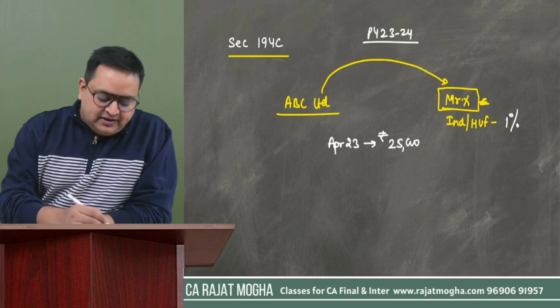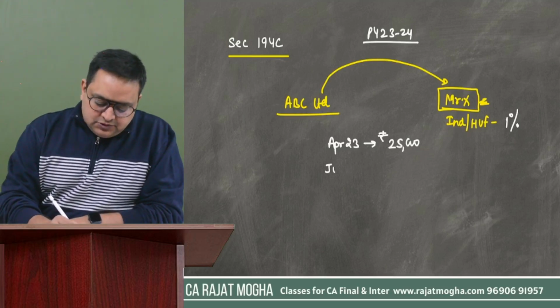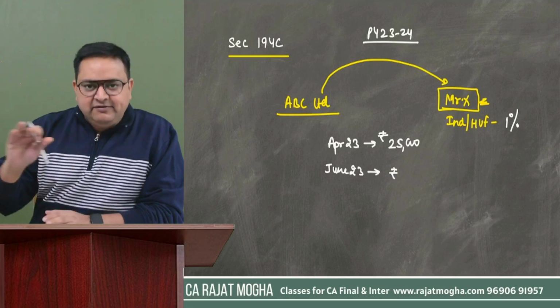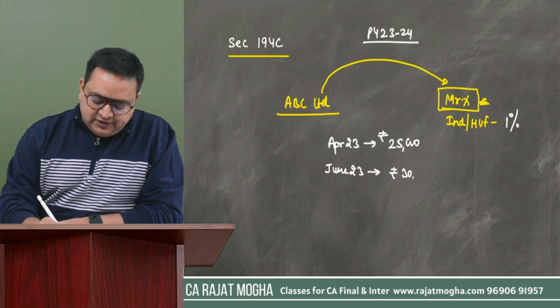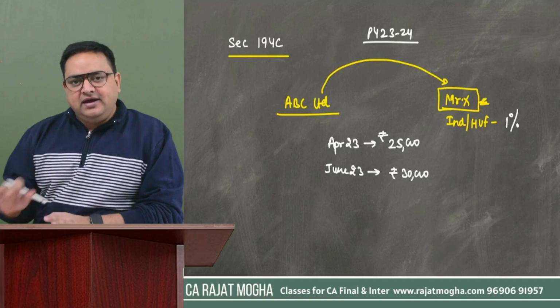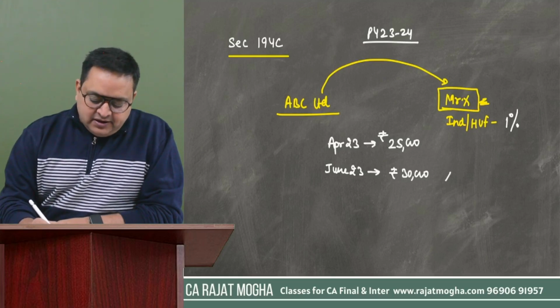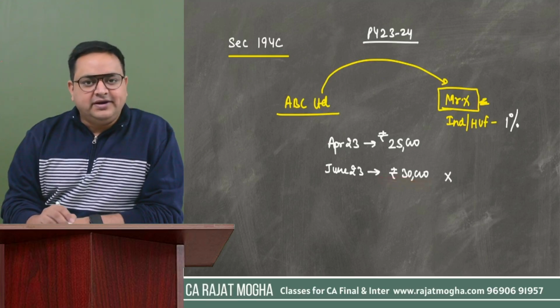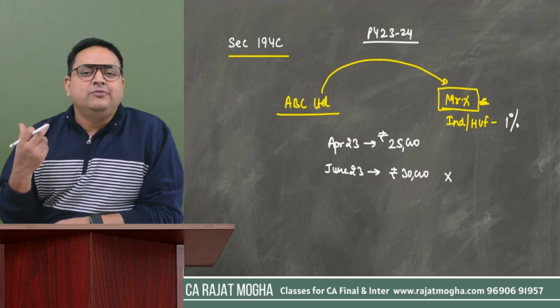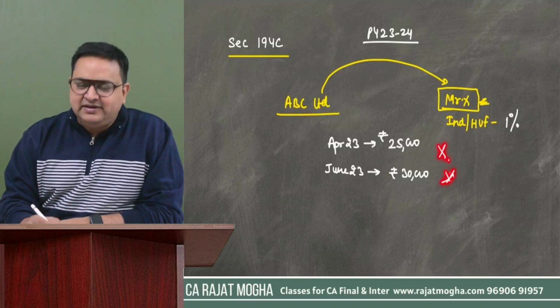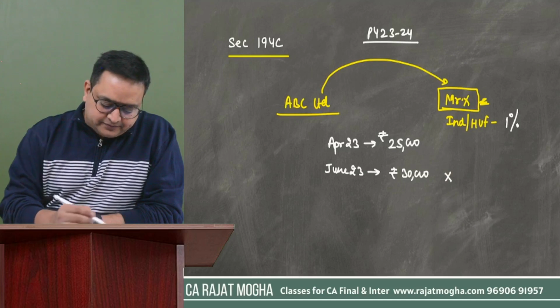X. Let's say in the month of June 23, now we are giving a contract of rupees 30,000 to Mr. X again. How much TDS will be deducted? No TDS. Why? Because we are making a payment which is not more than 30,000 rupees. The contract amount was not more than 30,000. There will be no TDS here also. And initially there was no TDS, right?